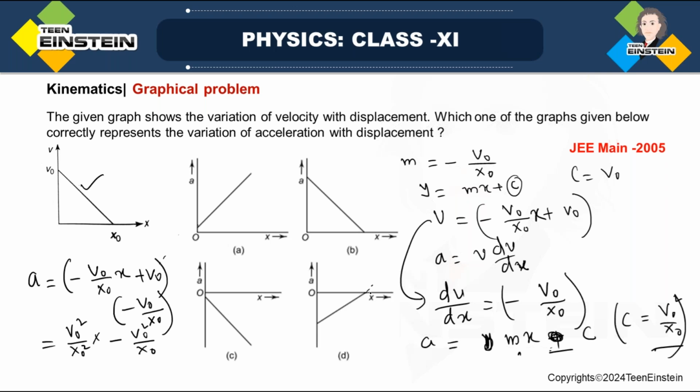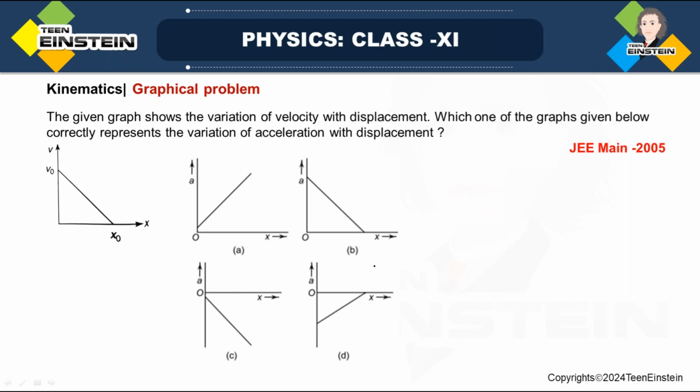See this equation, this particular curve. So what we have got finally is acceleration a = (v0/x0)² x − v0²/x0. So this is a negative intercept but the slope should be positive. Among these, this one has negative slope, this is having negative slope, this also has negative slope.